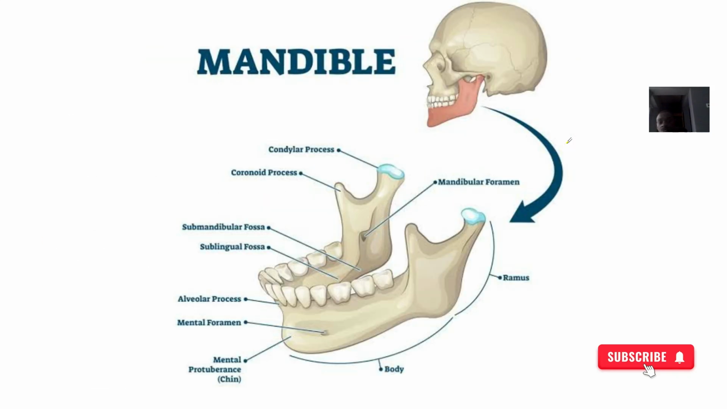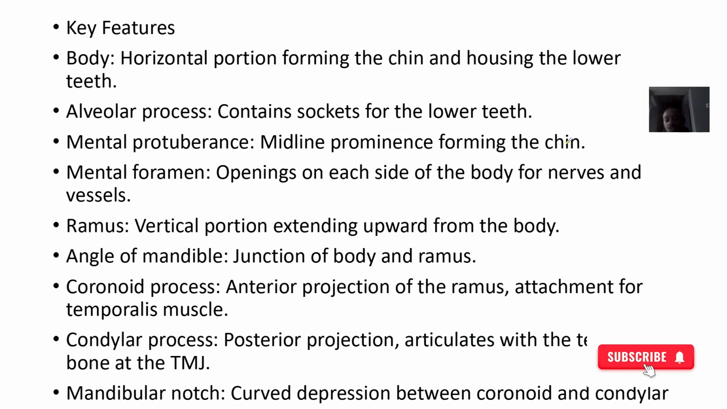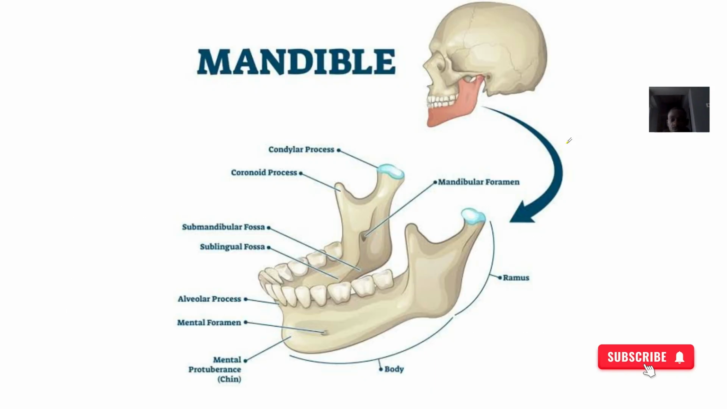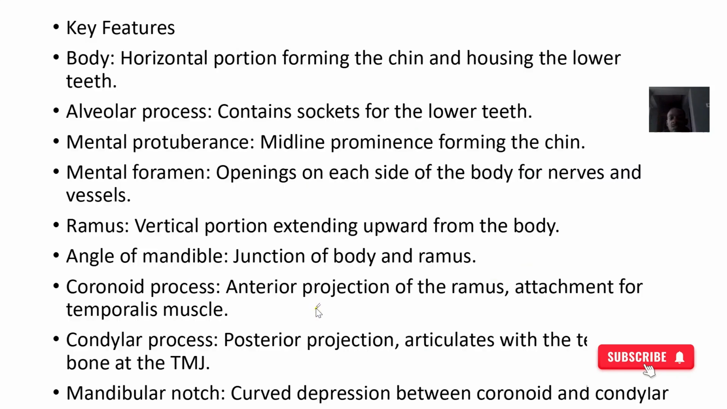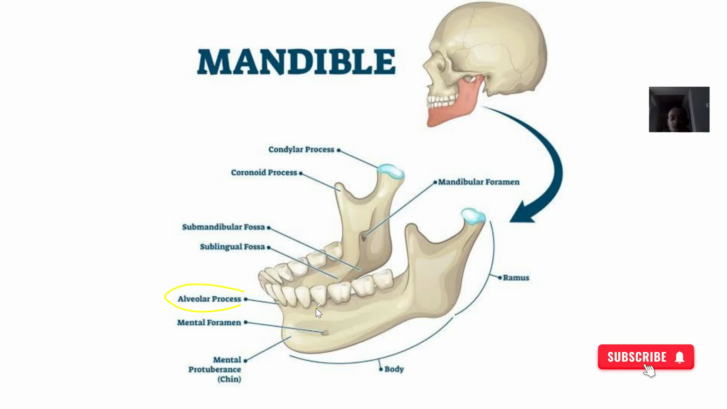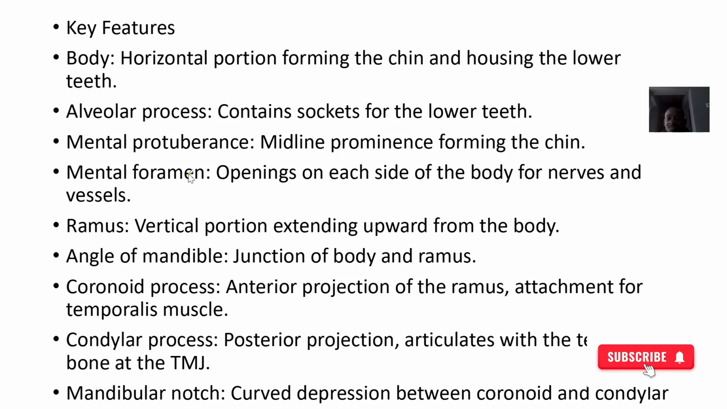Okay, so key features: it has a body, it has an alveolar process. This is the alveolar process. It has a mental protuberance. Mental protuberance, that's what forms your chin. It has a mental foramen, a ramus, the angle of the mandible, a coronoid process, the condylar process, and the mandibular notch.